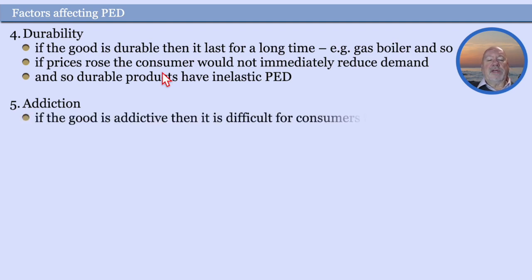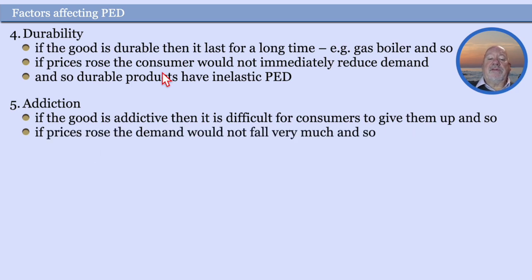Addiction is a big one. If you have addictive goods like cigarettes and alcohol, then it's difficult to give them up, and so if the price rises, the demand again doesn't change by very much, and so addictive goods have inelastic demand.